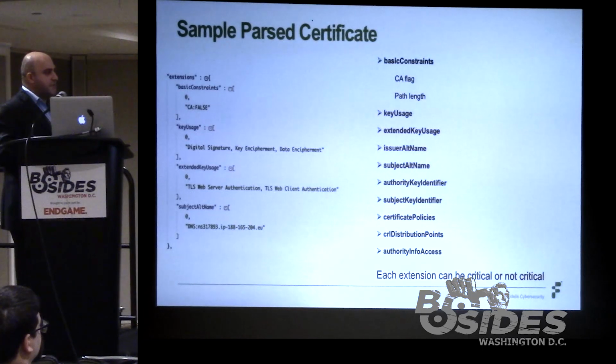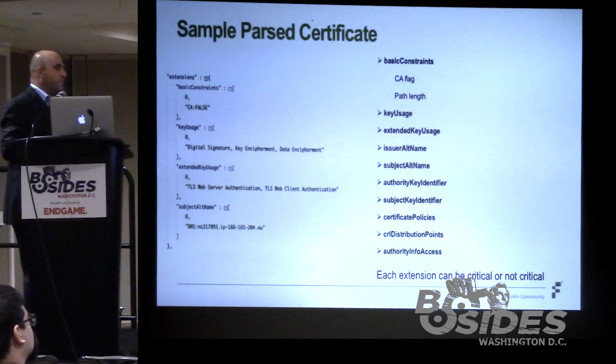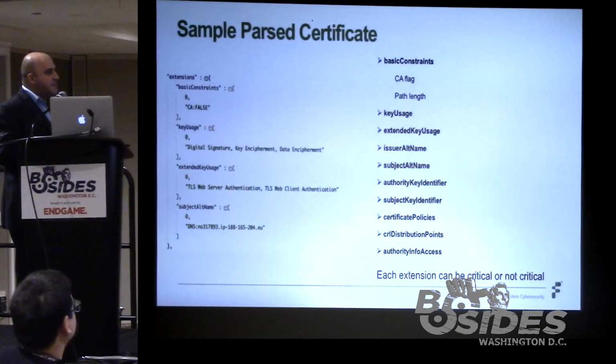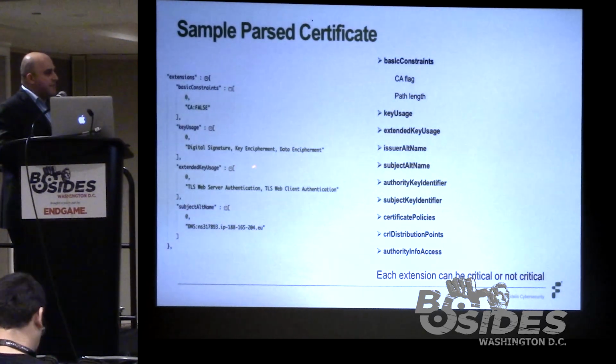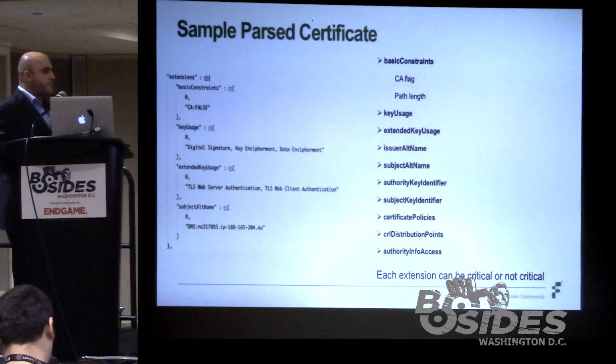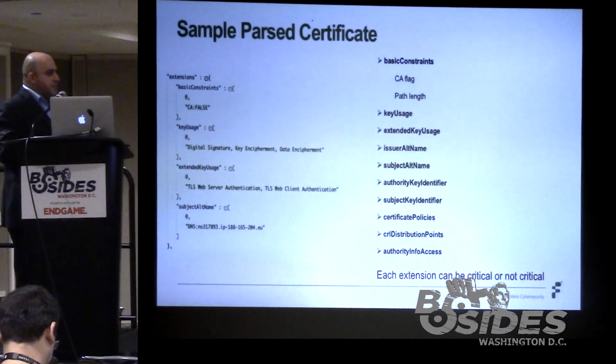that these extensions are not critical. Each extension can be critical or not critical. Key usage: in this case, it has three entries for key usage. Extended key usage, which is relevant mostly for leaf certificates. And subject alt name. In this case, it has a DNS entry. Other extensions can be present in addition to the ones that we see in this certificate, including issuer alt name, subject alt name, authority key identifier, certificate policies, and so on. As I mentioned, each extension can be critical or not critical.